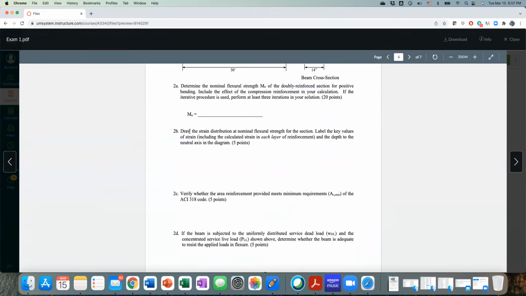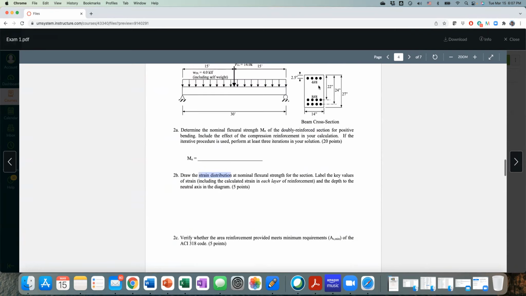Then draw the strain distribution and highlight it. You have to figure out what the strain looks like, along with the nominal strength for the section. Label the key values of the strain. So what are the key values? Epsilon cu, which is the compressive strain of the concrete, 0.003, and then the strain at the tensile bars, the first layer and second layer, so 2 layers of strain. And the depth of the neutral axis in the diagram.